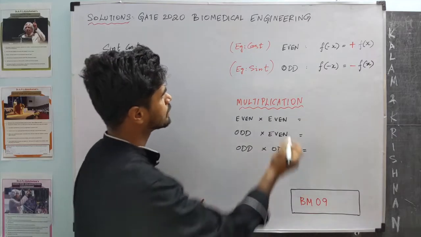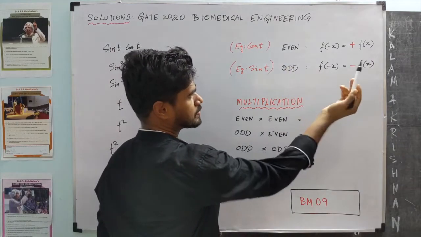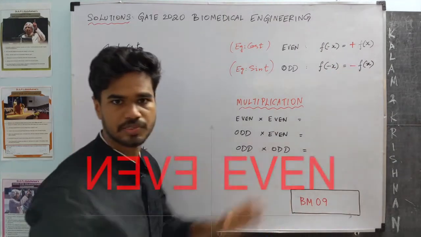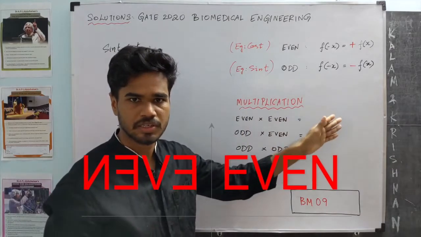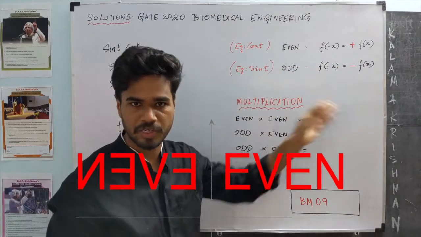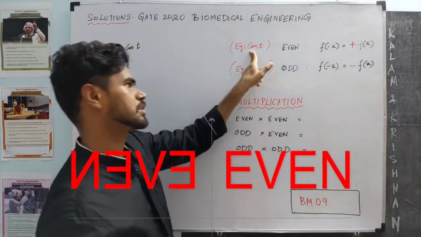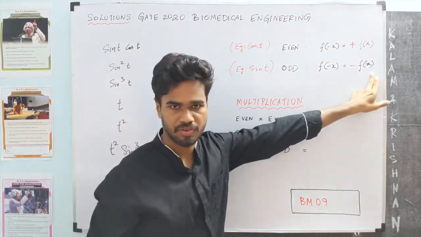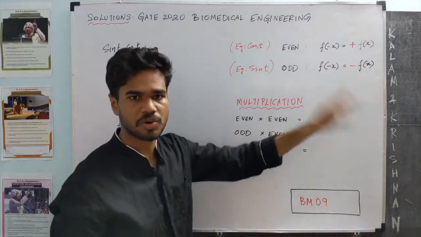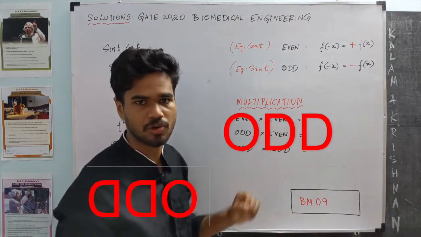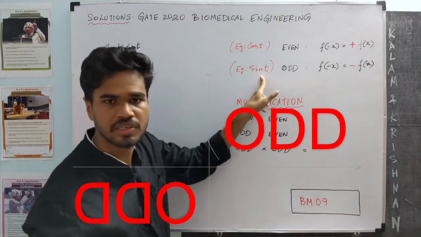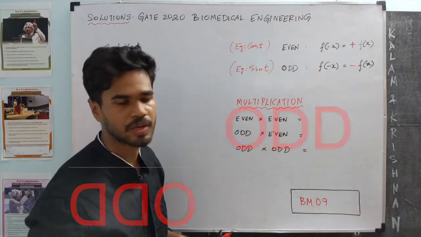First thing we noticed, even function is when f of minus x is plus f of x. So there is symmetry about the y-axis. Almost the function looks like mirror images about the y-axis. Example is cos t. Odd functions are when f of minus x is minus f of x, right? There is rotational symmetry about the origin. Rotate a function by 180 degrees, you get back the function. For example, sin t.